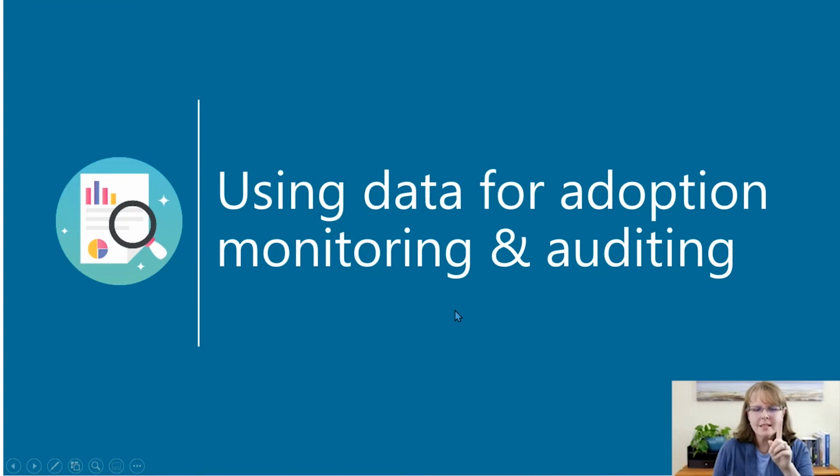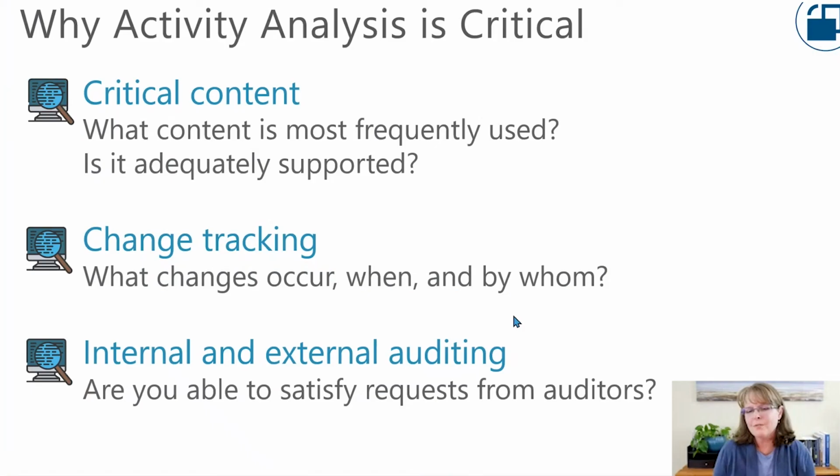All right, I think this is our last section, if I'm not mistaken, and that's really the need to use data for our adoption monitoring and for auditing. And this is all really important data. So lots of things that we can do with this data, and most of it we would get from the activity log. Again, another topic we could spend the whole hour on just it. But where's our critical content? And if we know that we have some critical content, are we supporting it adequately?